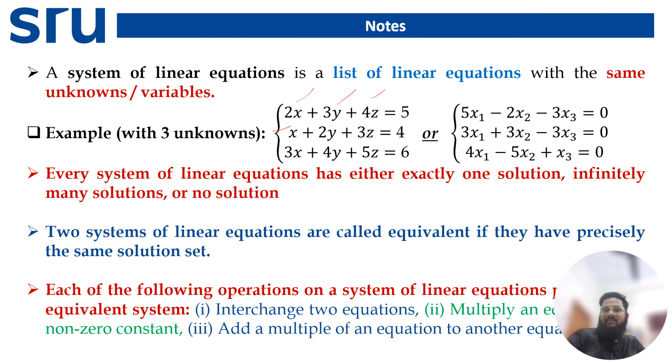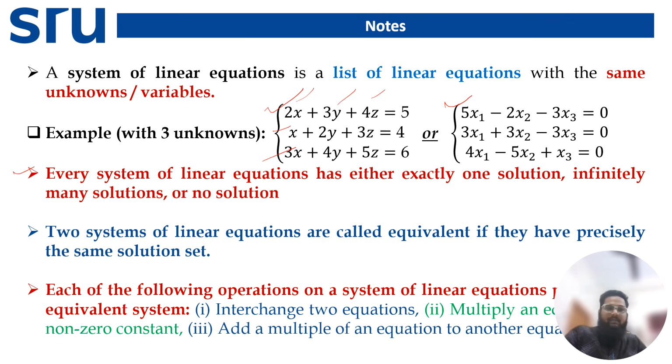Now, the second equation is also a linear equation, and the third is also a linear equation. Taken together, all these three are called a system of linear equations. This is another example. Variables can be represented by x, y, z or x1, x2, x3, it is your choice, or it depends on the problem, right?